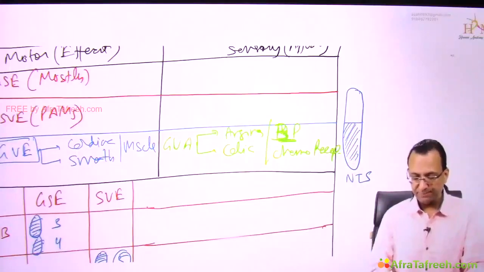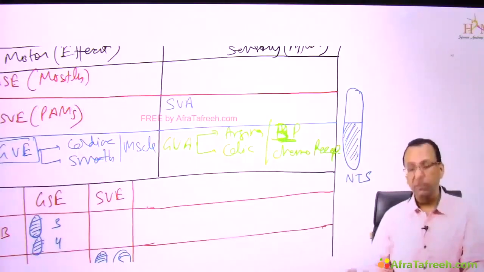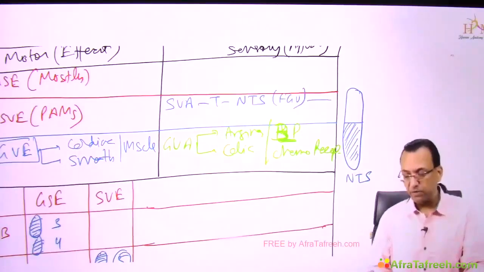The SVA. The mnemonic SWAT NTS. Oh, the 7th, 9th, 10th nerve. Yes, the 7th, 9th, 10th nerve going to the tip of the nucleus tractus solitarius. Yes, the tip. The tip.